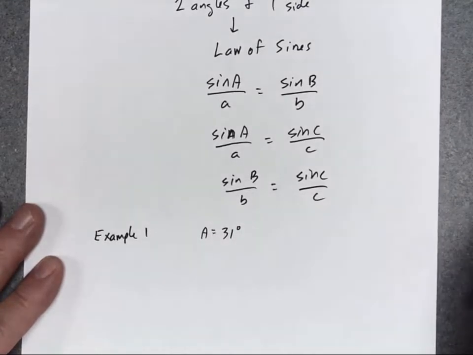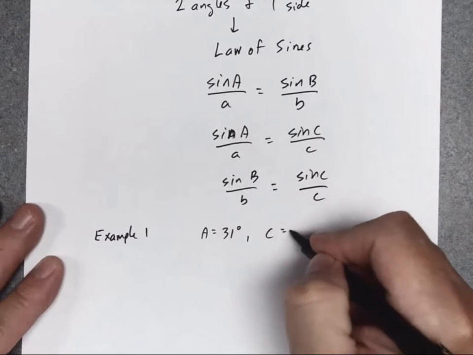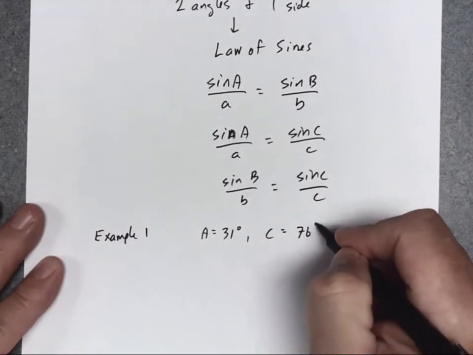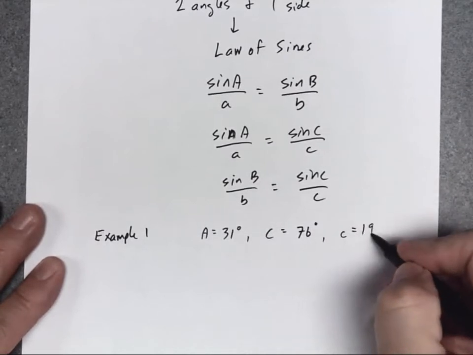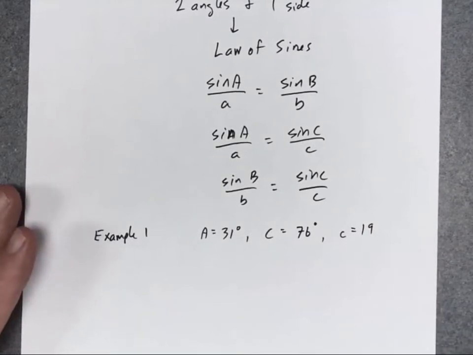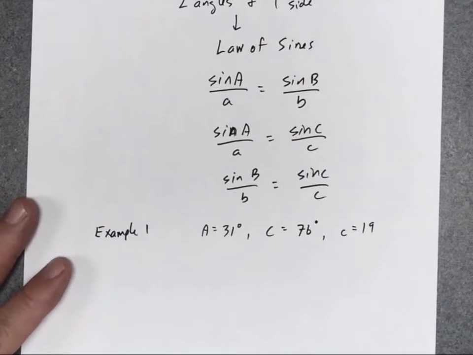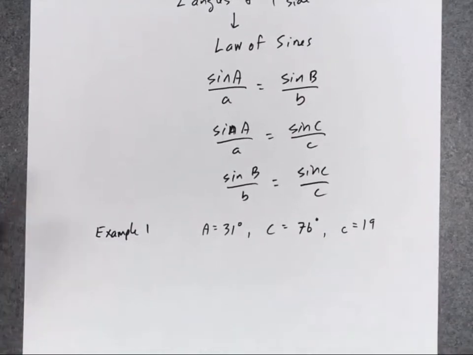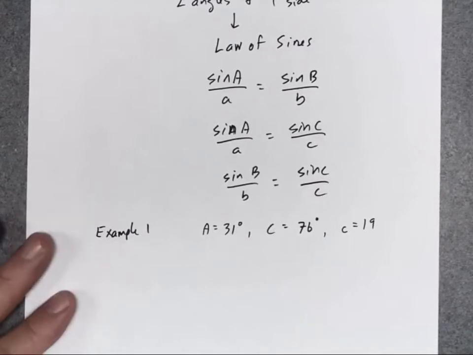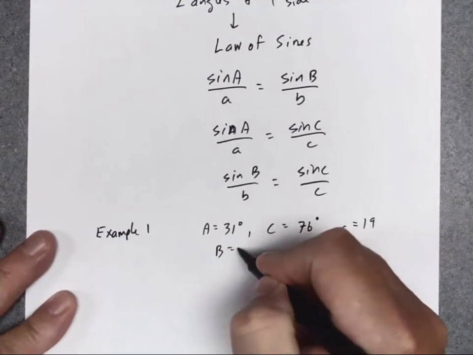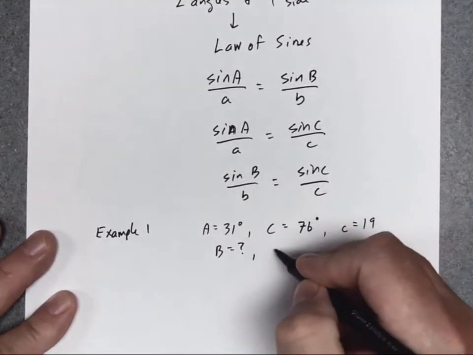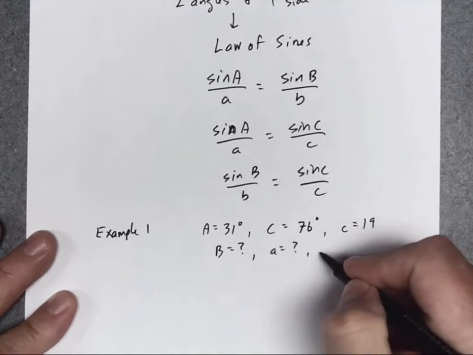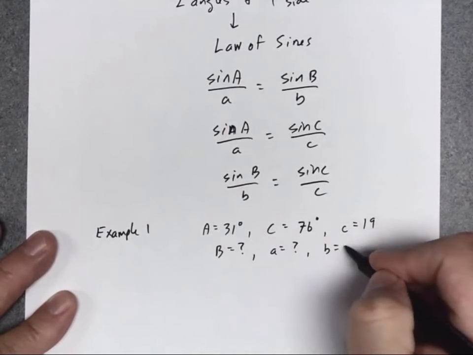So for instance, this triangle: they tell us angle A is 31 degrees, angle C is 76 degrees, and then they give us the length of side C, which is 19. There are no units here. It could be inches, feet, meters, or whatever. It's not very important for this. Given these three parts of this triangle, they want us to determine the rest of the triangle. So what's missing? We need to figure out angle B, side A, and side B.